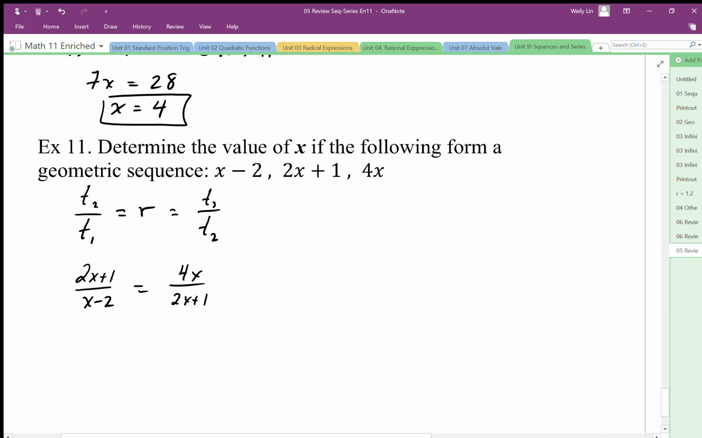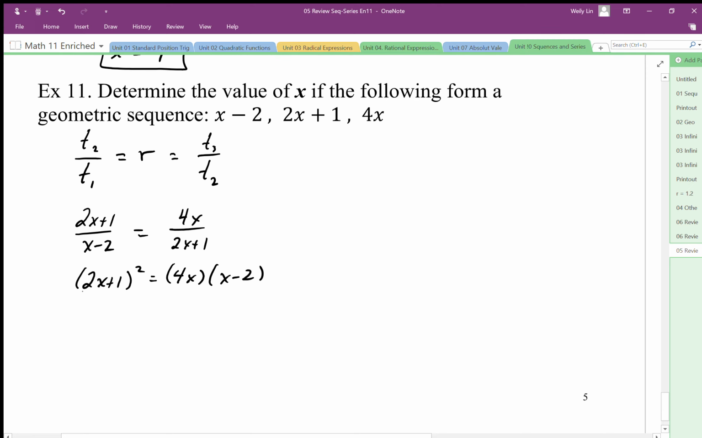So if you notice, this is where I get that formula. This is going to be the middle squared equals the first times the last. So I end up with 2x plus 1 squared is equal to 4x times x minus 2. I can then solve this equation by expanding out. The 4x squareds cancel out. I end up with 12x is equal to negative 1.